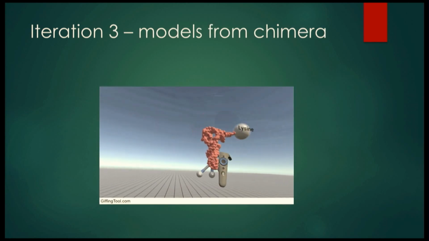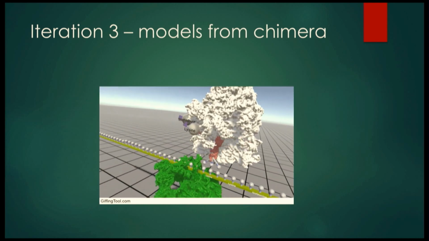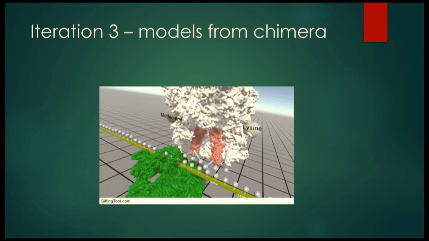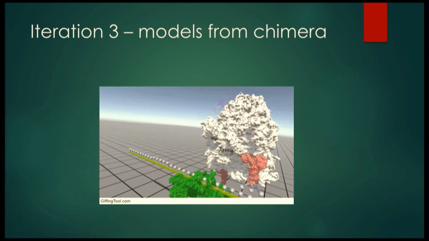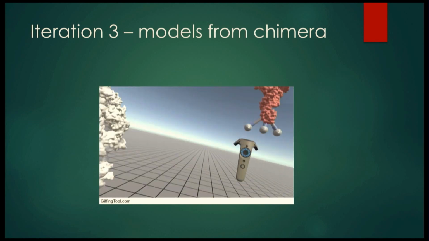On the third iteration, we used a scientific software called Chimera to render ball models of the ribosome and transport RNA. And the decision to go for a scientific rendering instead of a more abstracted look was taken based on feedback from the students and playtests.